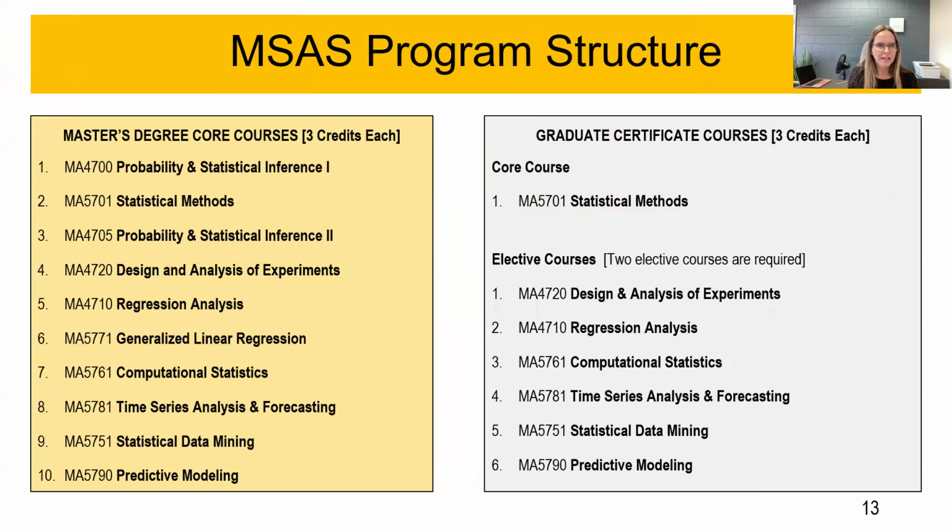This slide gives you a little bit of a picture of how the program is structured. On the left side, you will see the list of all the courses that are in the program. As you can see, there's a list of 10 courses there. Those are all required. Each course is 3 credits. Like I said, you take 2 courses each semester. So ideally, you would be finished in 5 semesters. On the right-hand side, you see the requirements for the certificate. And like I said, there is 1 core course, the 5701 statistical methods. Everybody takes that course. And then you also have to choose 2 electives.